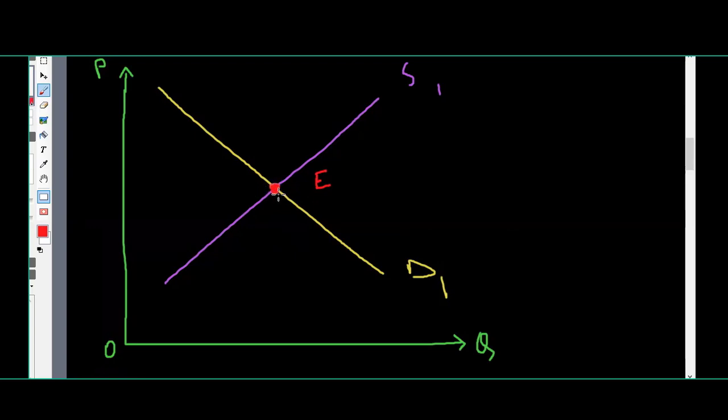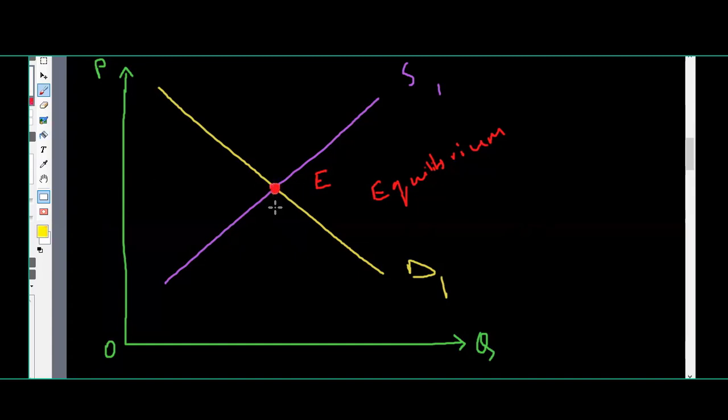So this E point indicates that at that point, both demand and supply are equal. And this is called the equilibrium. At a specific price, this equilibrium point will indicate two specific things. One is the price, another is the quantity.